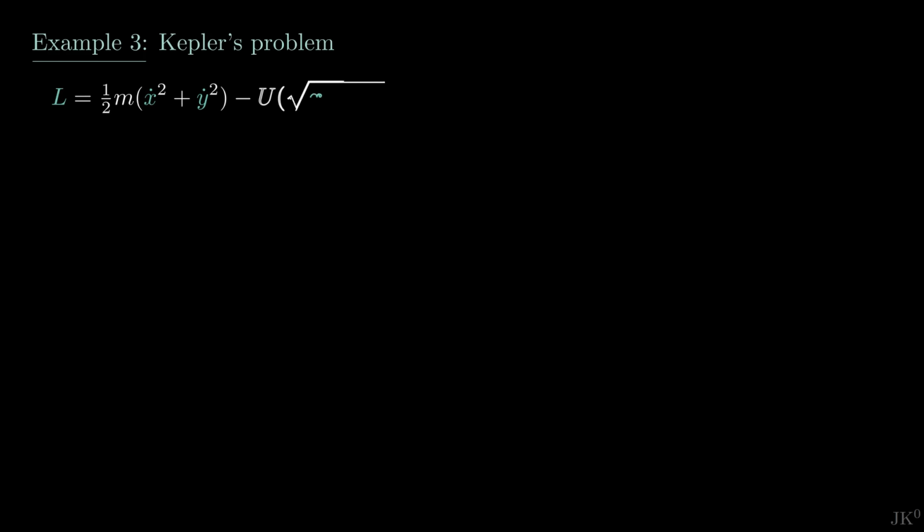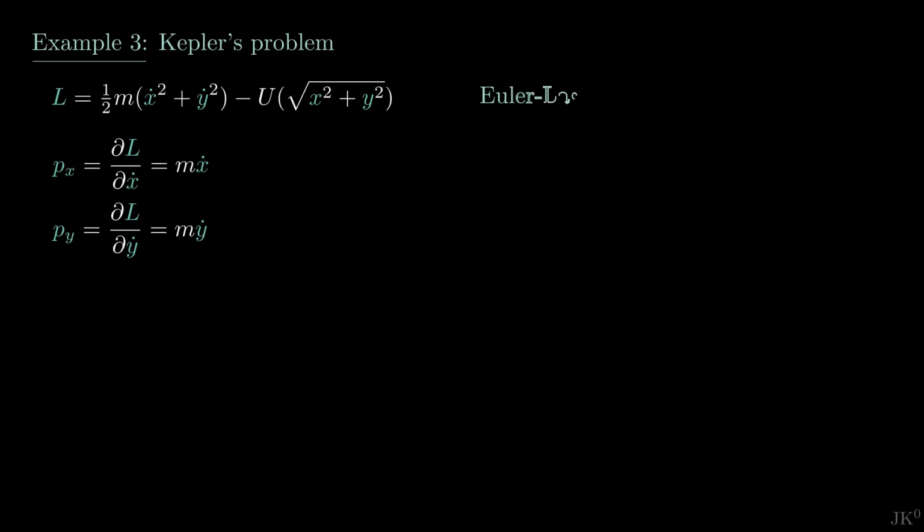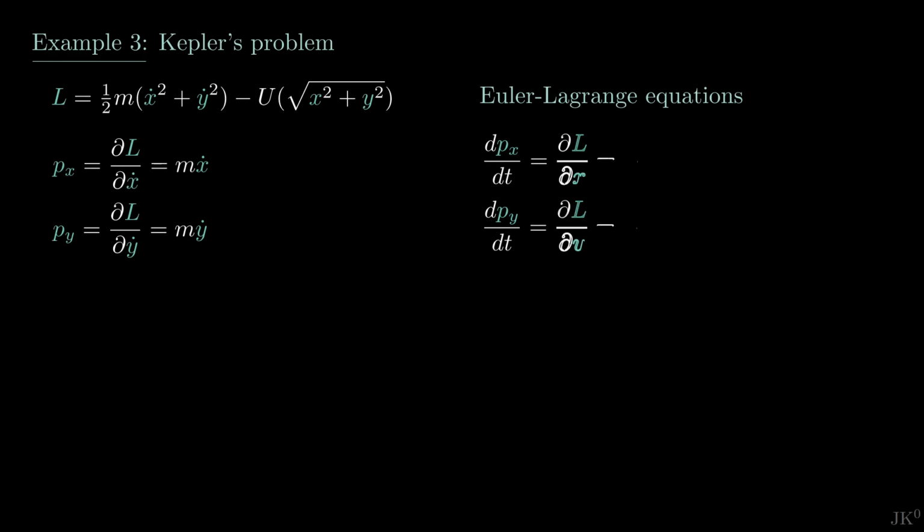Let's use Cartesian coordinates to describe Kepler's problem, a particle in 2 dimensions moving under the influence of a central potential, meaning that this potential depends only on the distance to the origin. The 2 momenta are m times the speed in each direction, and from the Euler-Lagrange equations, we find this complicated time evolution of each momentum component. We do not get anywhere by adding them or subtracting them.